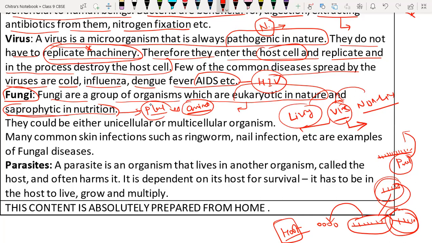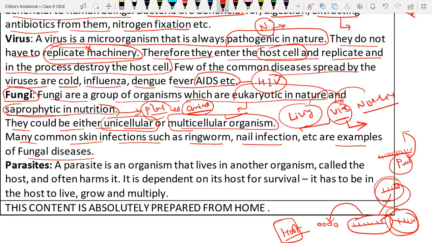They could be either unicellular or multicellular. They may be multicellular, like the mushroom, the oyster mushroom, the button mushroom that we generally use. These are multicellular fungi, and most of the fungi are unicellular. Common skin infections such as ringworm and nail infection are examples of fungal disease.